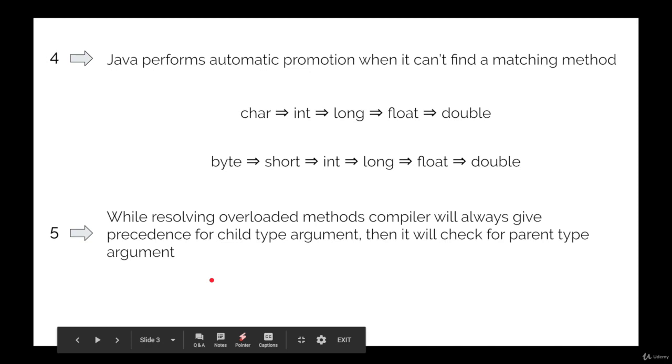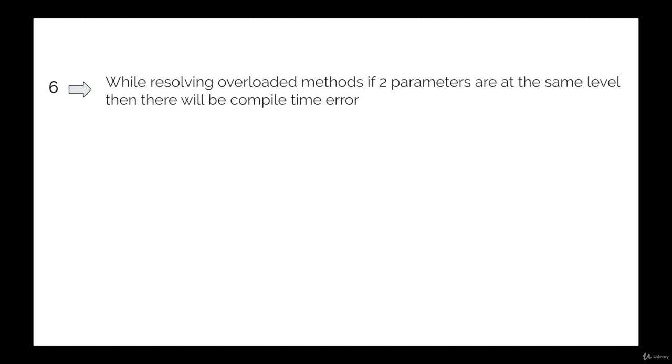So let's hop on to our next rule. The next rule says, while resolving overloaded methods, if two parameters are at the same level, then there will be a compile time error. Now, what does at the same level mean? Let me give you an example.